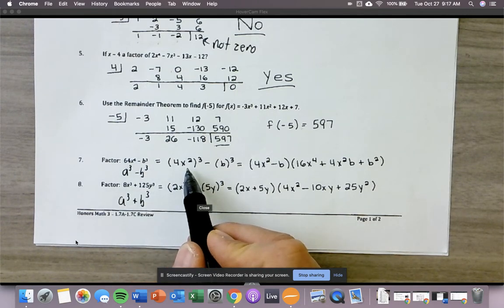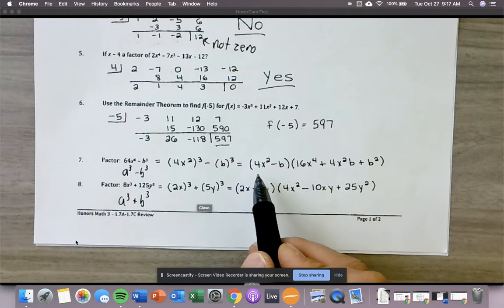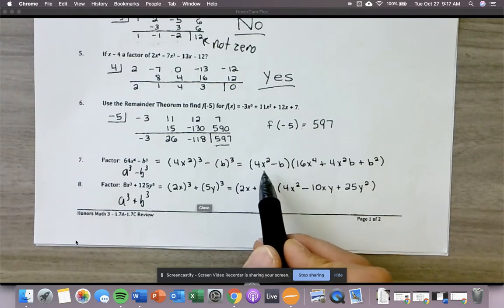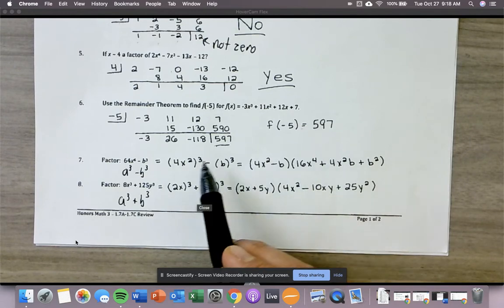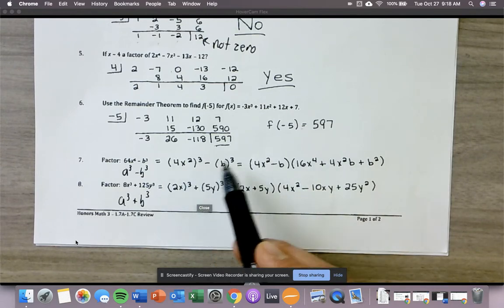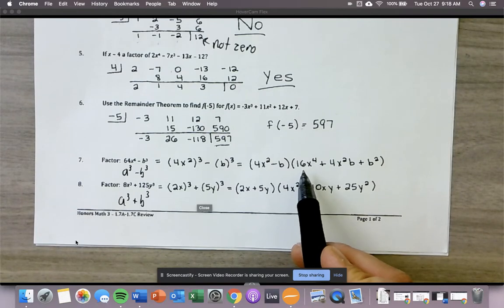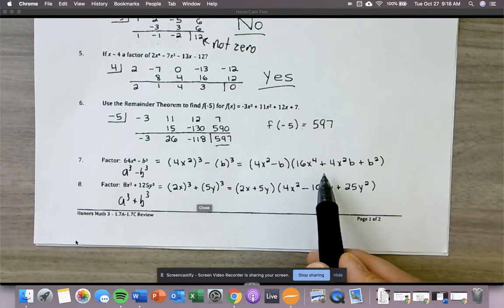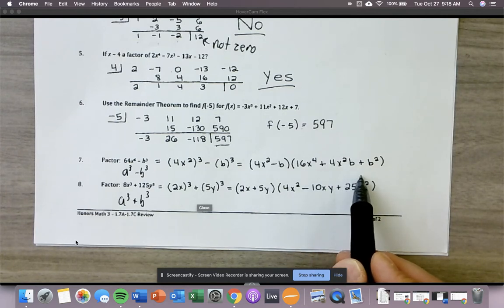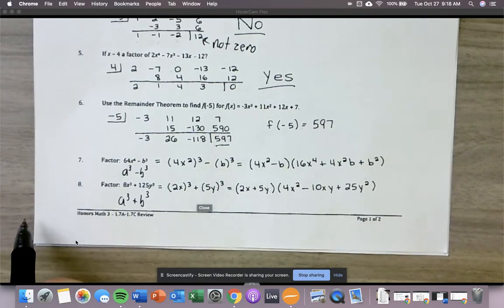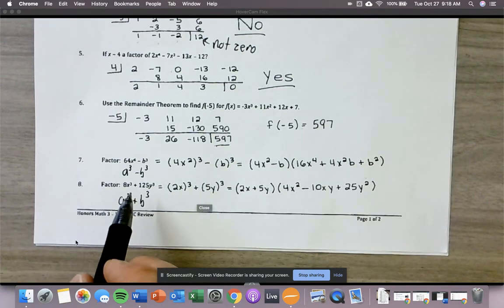Okay, so I have my a term, I have my b term, so I just have to plug it in. A minus b, so that's 4x squared minus b, times a squared, right, which is 4x squared raised to the second power. So 4 squared is 16. X squared raised to the second power is x to the fourth, plus 4x squared times b, right, plus b squared. Right, and number 8's pretty similar, right?